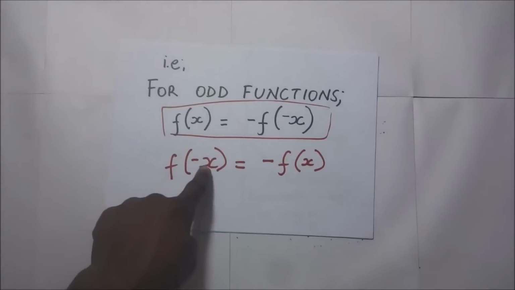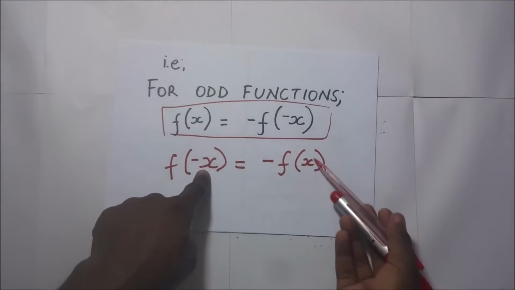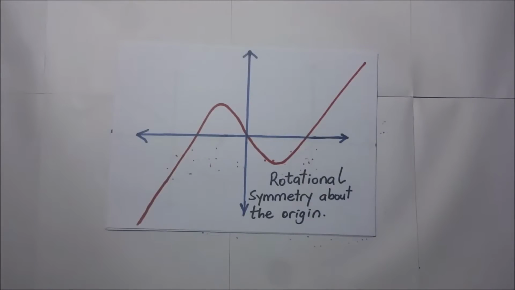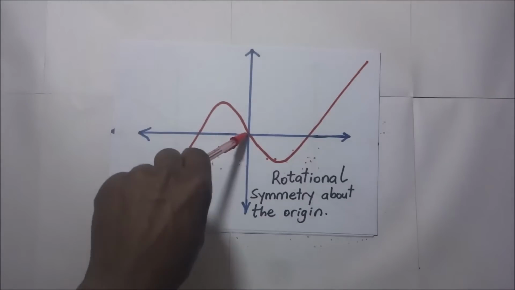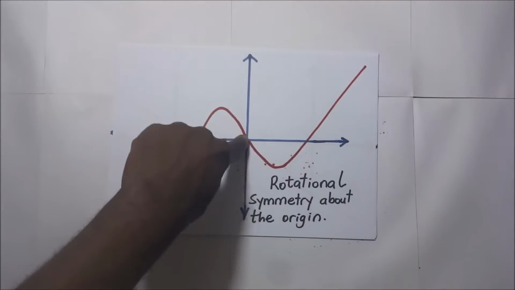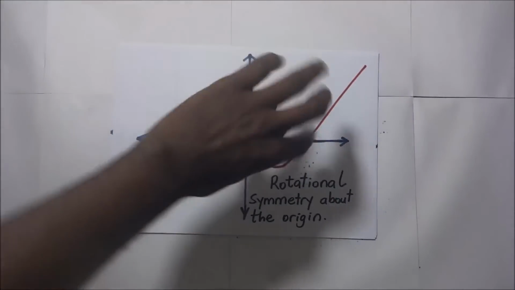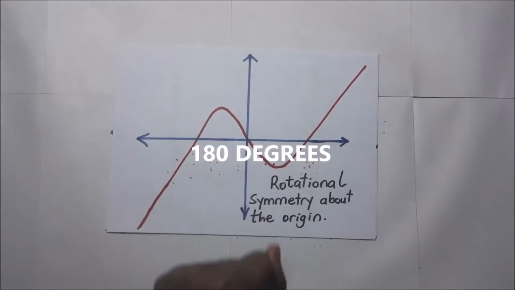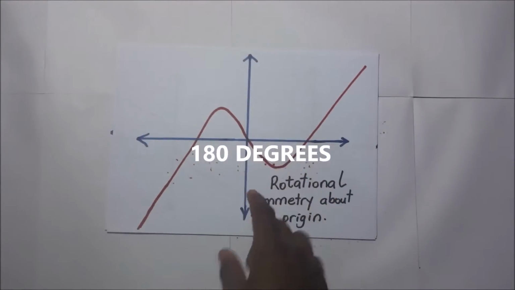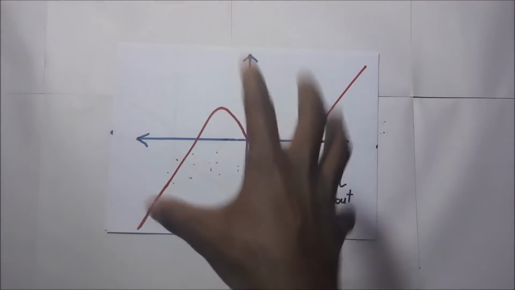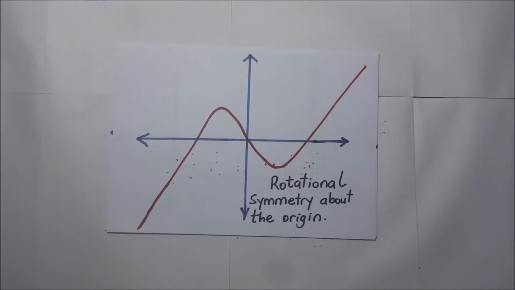When you put in a negative x in the place of x, it's going to return this as your answer. Now, it's also important to note that odd functions have rotational symmetry about the origin. By rotational symmetry, it means that if this was my center and I was to turn this graph by 180 degrees, it would still have exactly the same shape. When this is my center, it would look the same. That is what we call rotational symmetry.